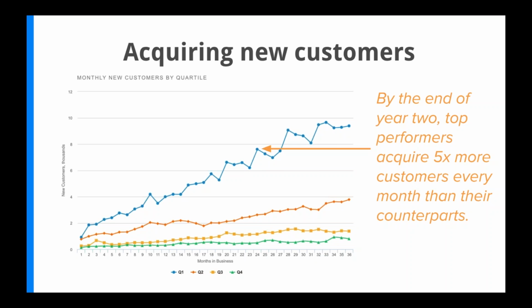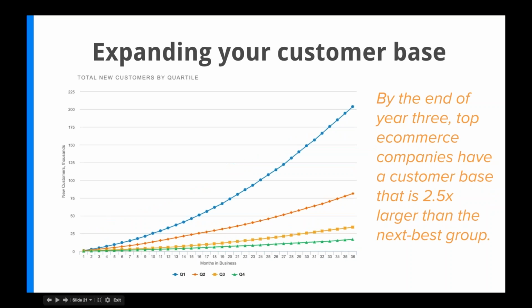We can go to the next one. Then if you look at year 3, the top e-commerce companies have a customer base that is now 2.5 times larger. They're doing the strategies that Chad recommended a couple slides ago, and when their acquisition rates are high and their retention rates are stable, which we'll get into a little bit more, the size of the customer base really goes through the roof and expands exponentially. You can go ahead.